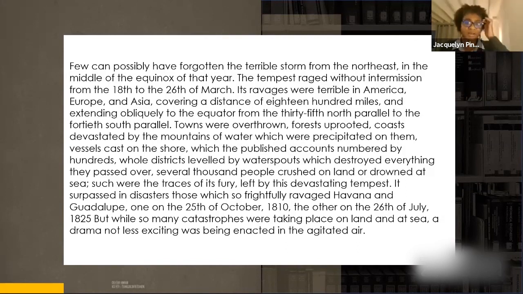Havana, that's in Cuba, right? And Guadalupe, I believe that's in Mexico. One on the 25th of October, 1810, and the other on the 26th of July, 1825.